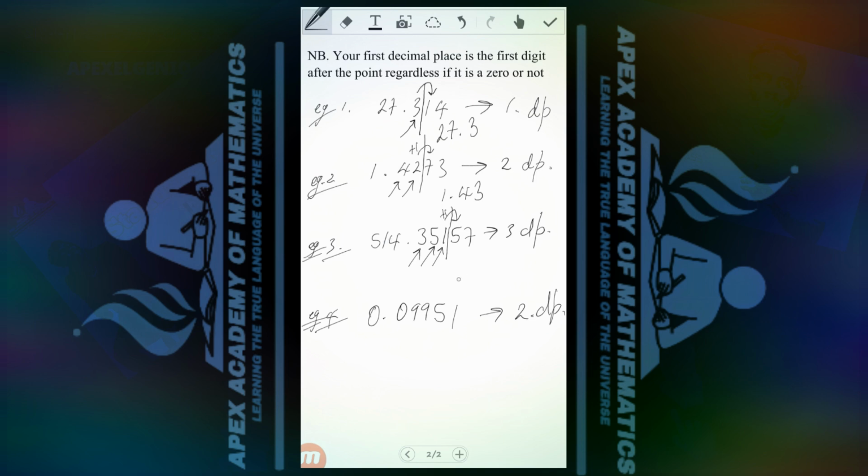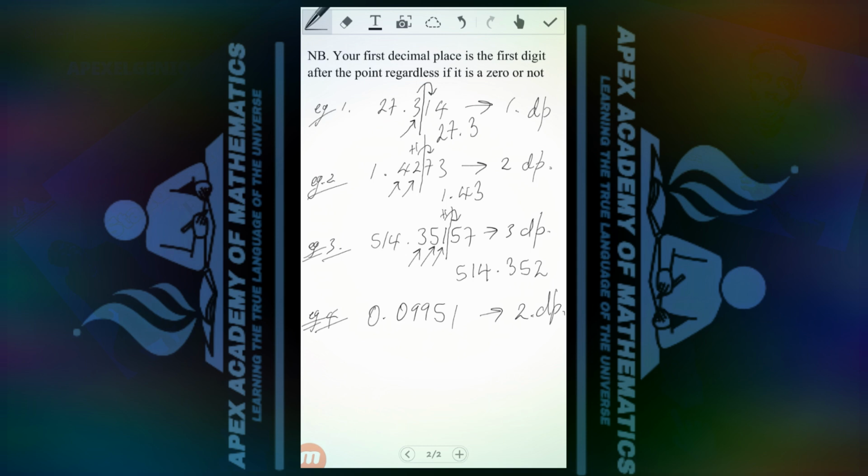So my final answer is 514.35. Add 1 to the 1, we get 2. So my final answer is 514.352. All right, good guys, and let's move on to our final example, which of course is the trickiest of all four and trickiest of any approximation questions in math.